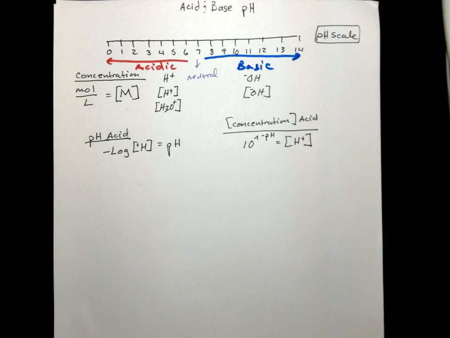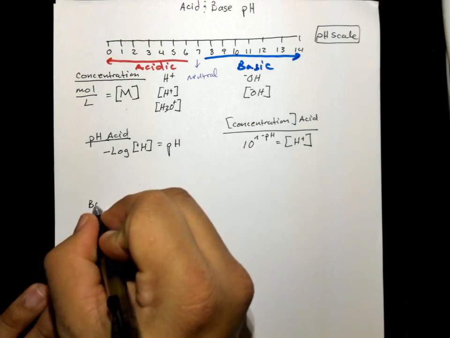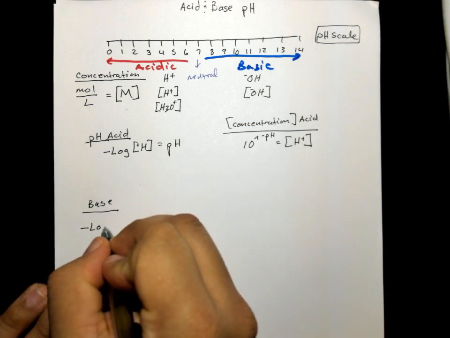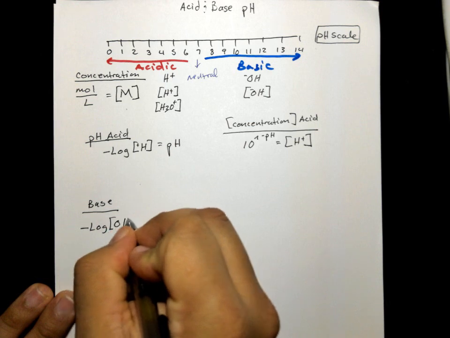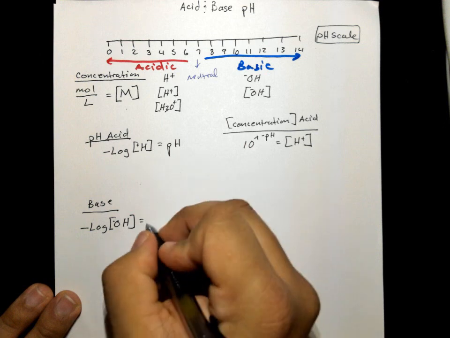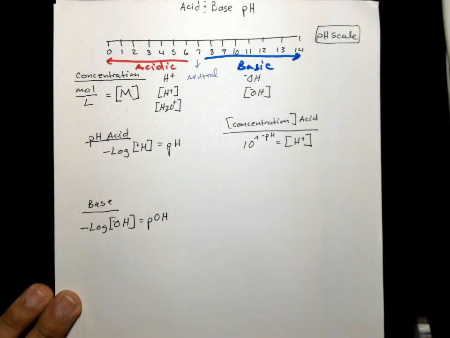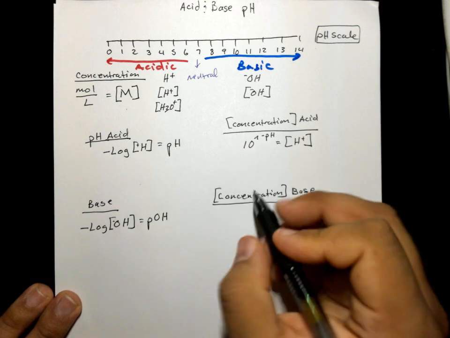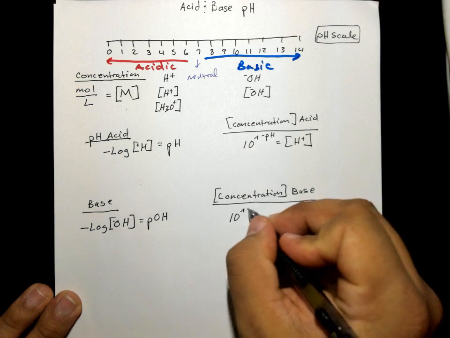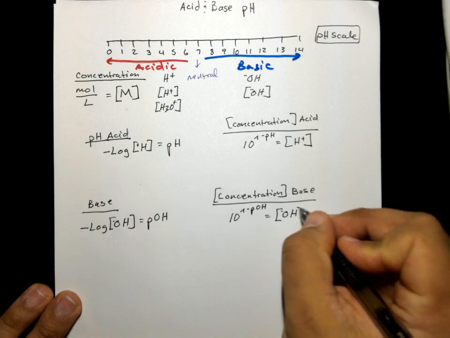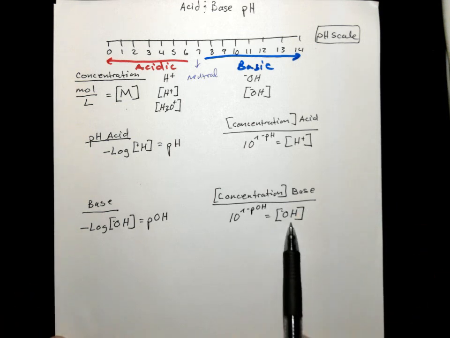And then we talked about the base side of this. But here's what we said. If we take the negative log of the OH, the hydroxide concentration, that doesn't give me pH. It actually gives me this thing called pOH. And at the same time, when we want to calculate the concentration of the base, all we got to do is take 10 to the negative pOH, and that will give me the hydroxide concentration. Remember, brackets mean concentration. That's how we went back and forth for each one.